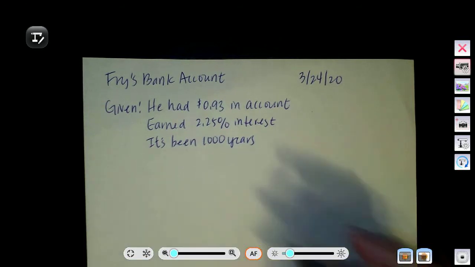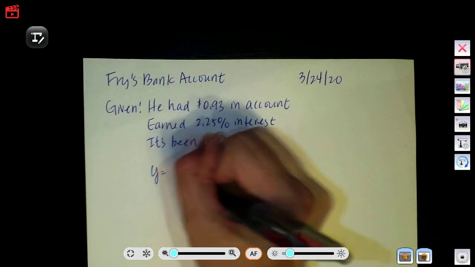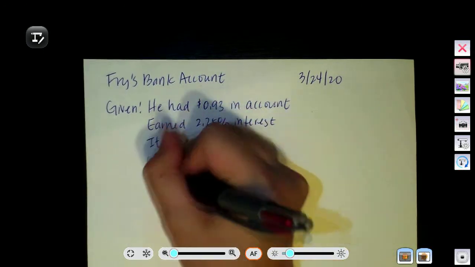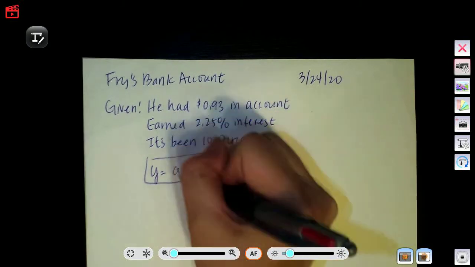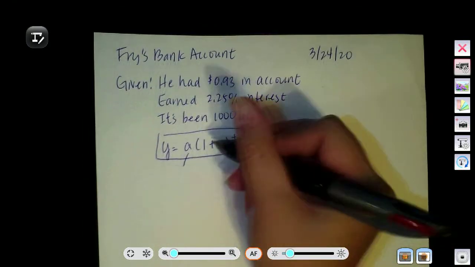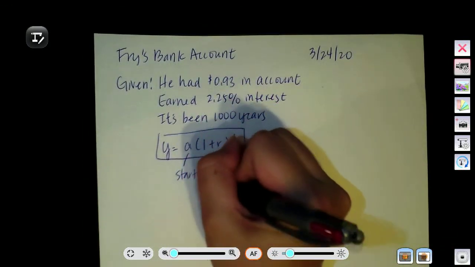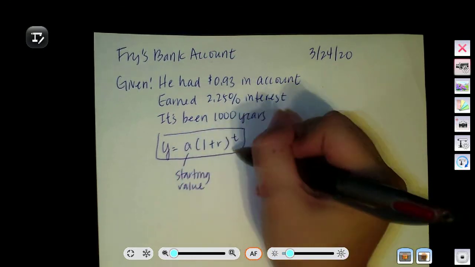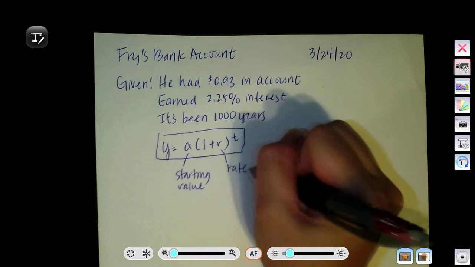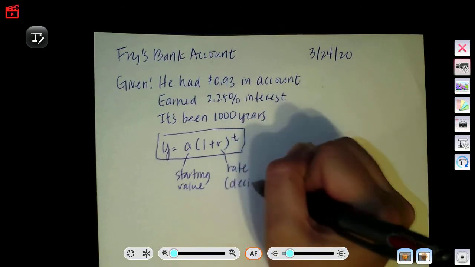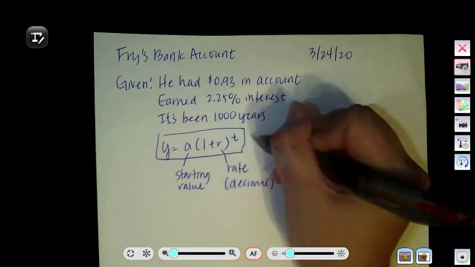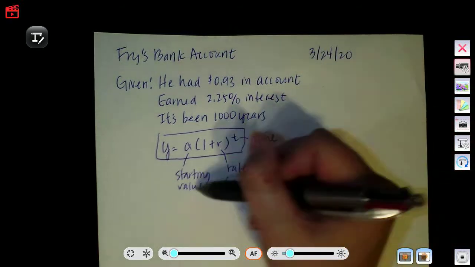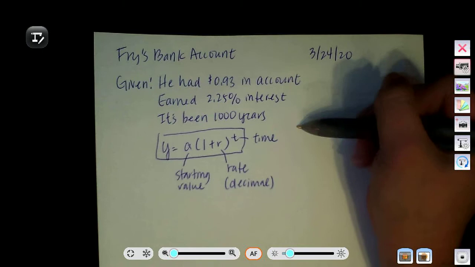To review, the formula is y equals a times (1 plus r) to the t-th power. Again, to decode what all of this means, a is your starting value, 1 is your 100%, and r is your rate, which we need to change into a decimal, and t is your time. Now, going back to the three things that we need, the three things are already given to us.